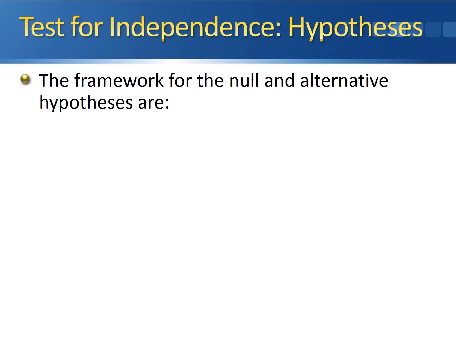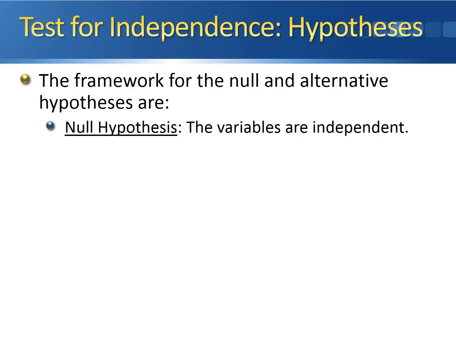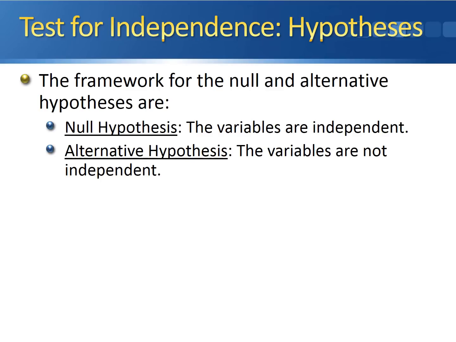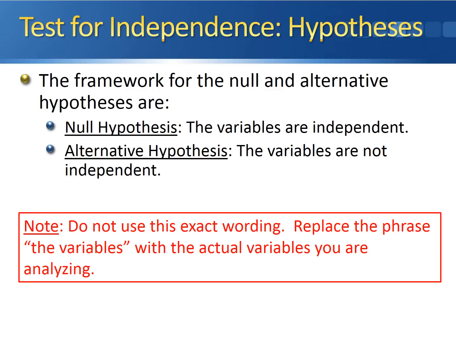The chi-squared test for independence has a framework for the null and alternative hypotheses, just like the chi-squared goodness of fit test did. The null hypothesis reflects the notion that the variables are independent from one another, while the alternative hypothesis reflects the idea that the variables are not independent. And again, do not use this exact wording. Replace the phrase "the variables" with the actual variables that you're working with in the context of the problem.